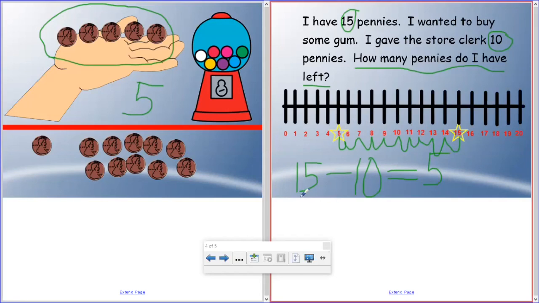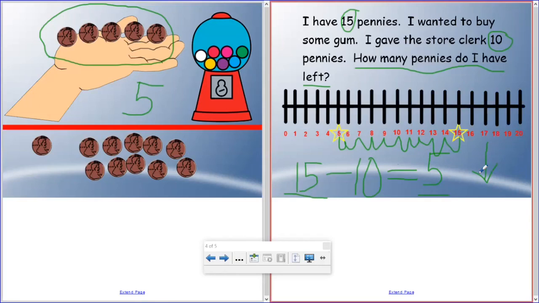Did you notice that we started with the number 15 and we ended up with the number 5? What happened? The number went down. The number went down because we took away. When you take away, when you do subtraction, the number goes down. We have less than we started with. 5 is less than 15.